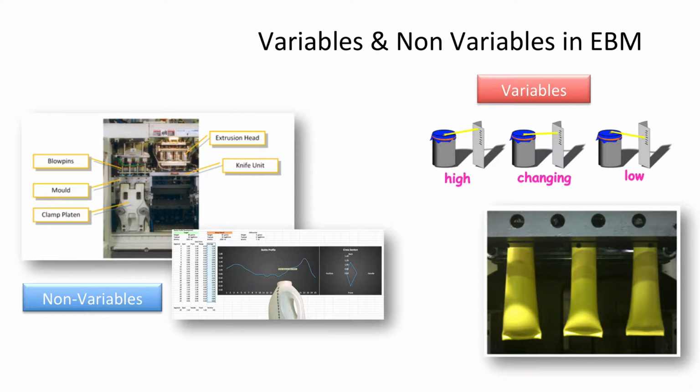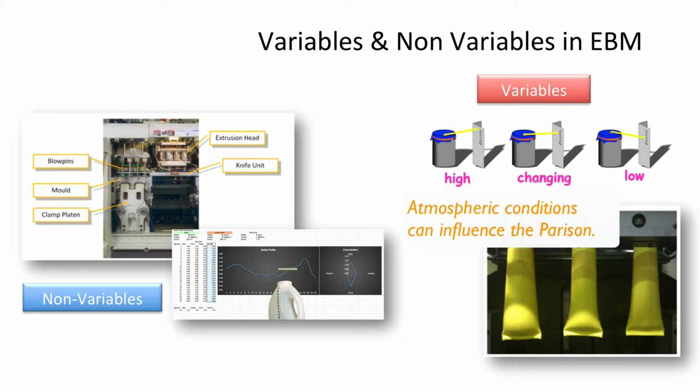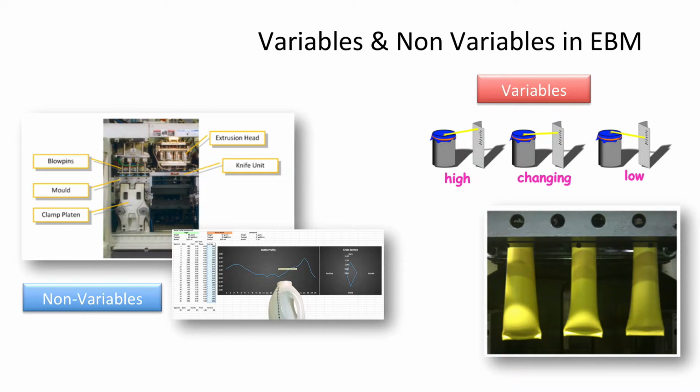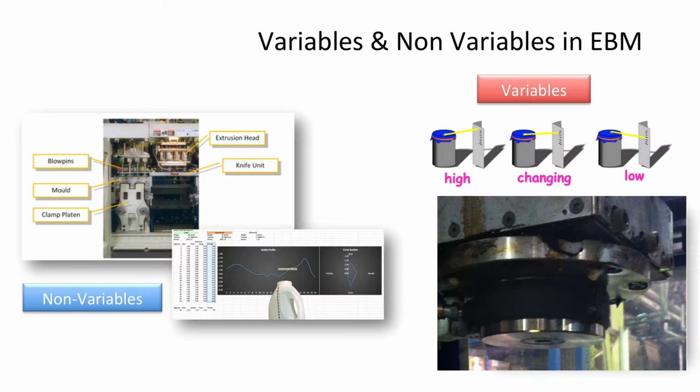Now, variables, on the other hand, a variable is something that can change from time to time. In reality, there are very few variables other than ambient weather conditions. Atmospheric pressure and moisture can play a part in parison stability, or a build-up of contaminants in the process, for example wax build-up in an extrusion die, or on a blow mold itself. This can change some of the operating conditions, or the results of those operating conditions.